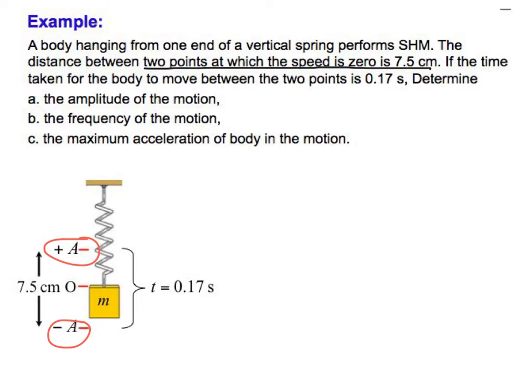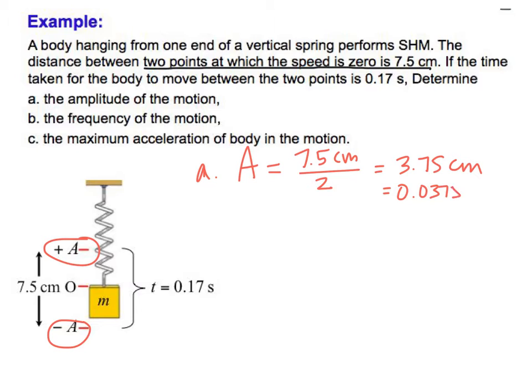So for part A, when we're asked to find the amplitude, capital A or x sub m, is not 7.5 centimeters. It's going to be half of that because an amplitude is measured from the center or from the equilibrium point. So our amplitude would be 3.75 centimeters or 0.0375 meters.